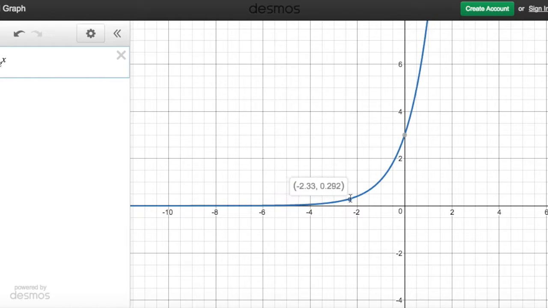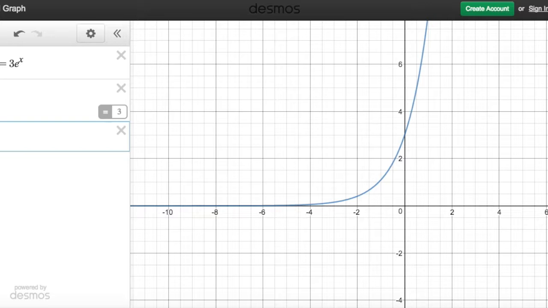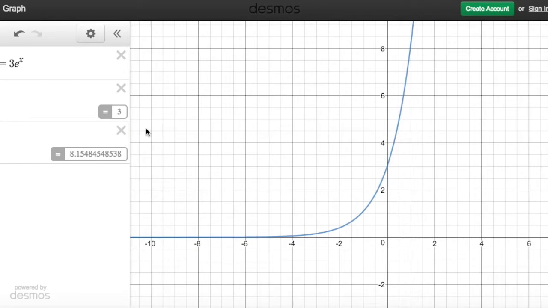As we look along this function, we see here it goes to the point (0, 3), because when I put a 0 into this, if we write this in function notation instead, it makes it much easier to type in a value. So when I put in a 0, we get out a 3. When I put in a 1, f of 1, I get out 8.15, because that's taking that e and multiplying it by 3.